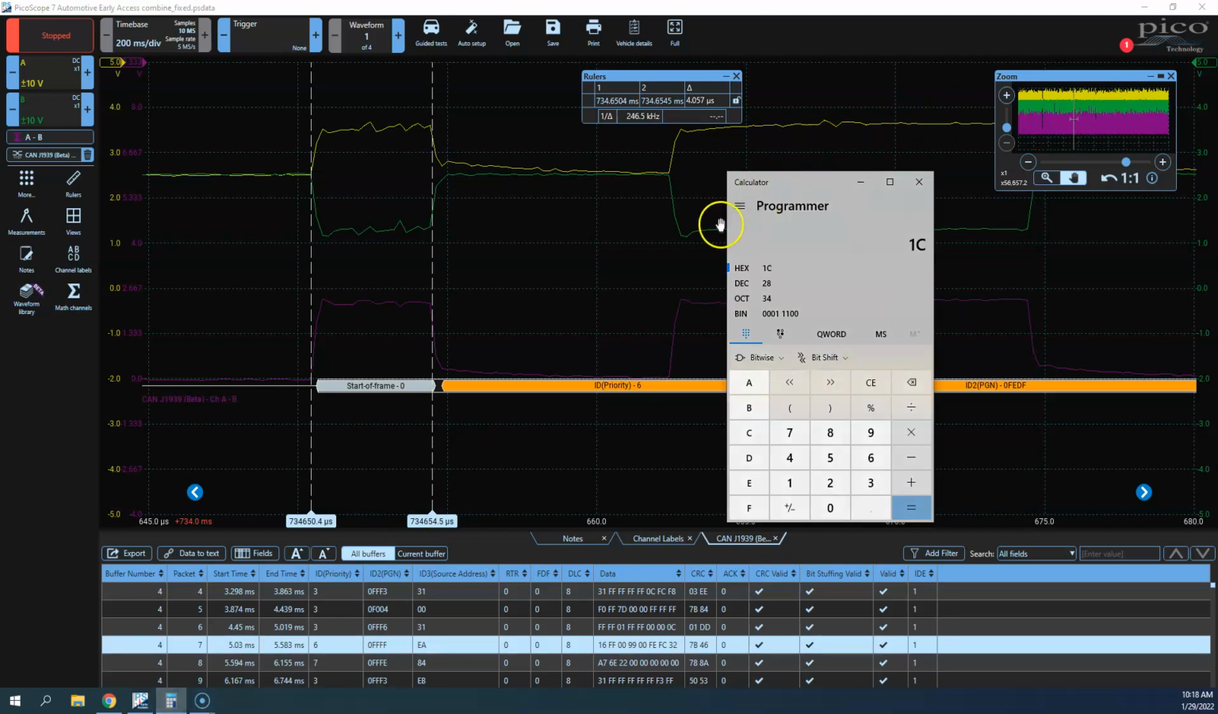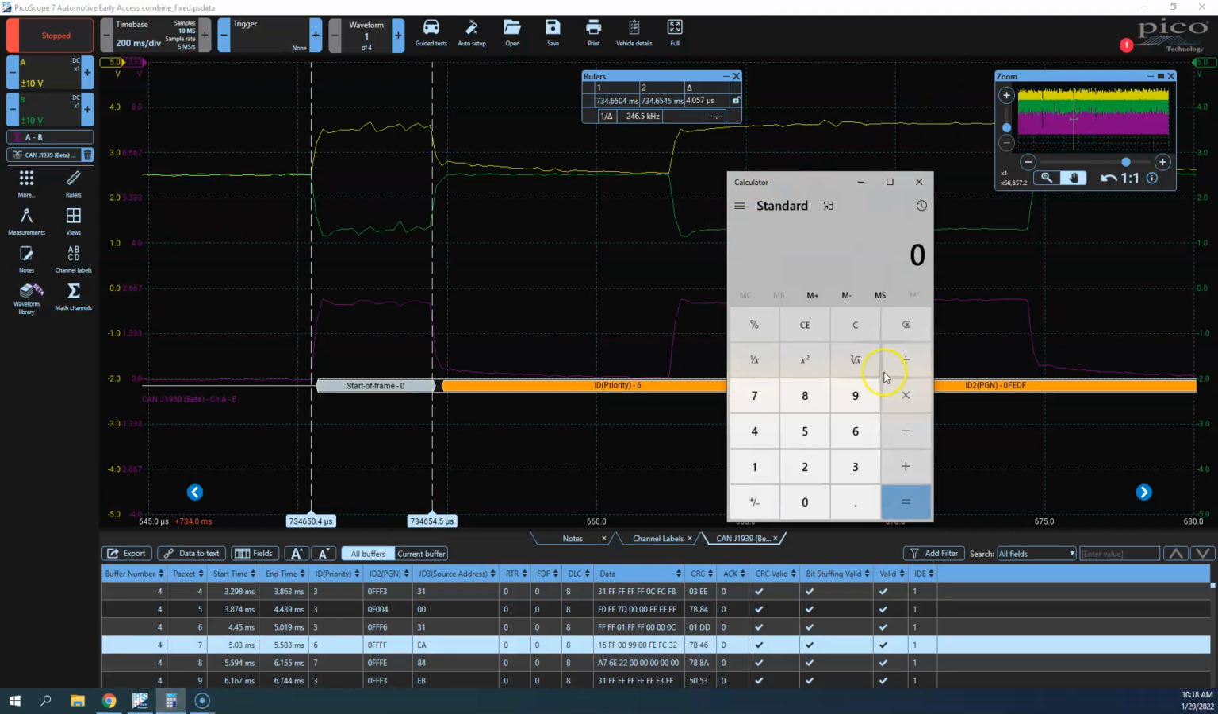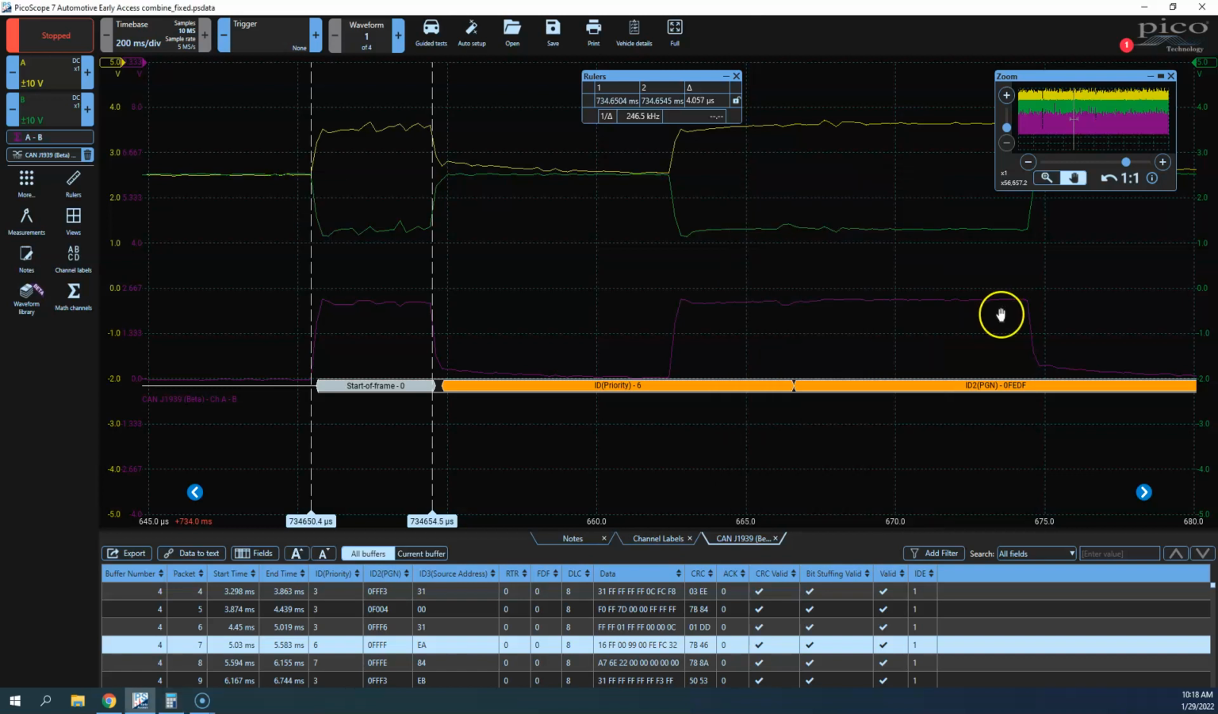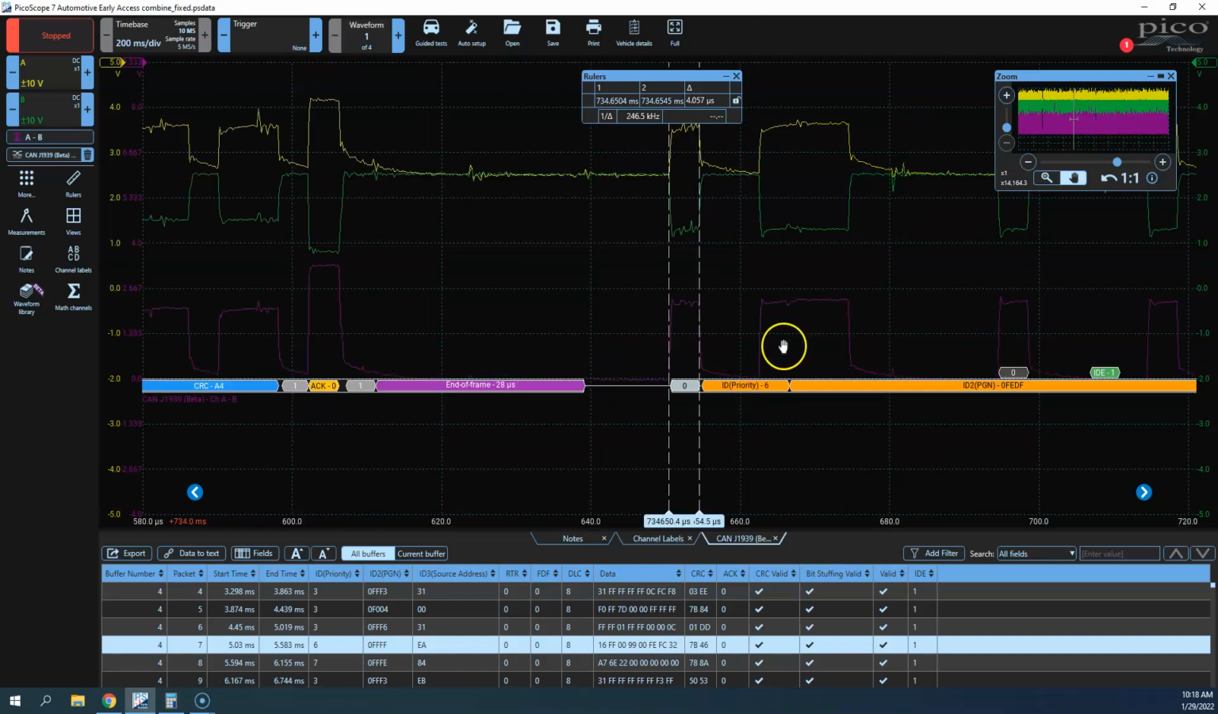If I go over to my calculator and put this in standard, we'll do 0.000004, and we take the reciprocal of that, it tells us it's 250,000. So this is a 250K CAN bus. So pretty well loaded for a 250K CAN bus. But nonetheless, we'll take a look at some of the data and what some of the data means in this.